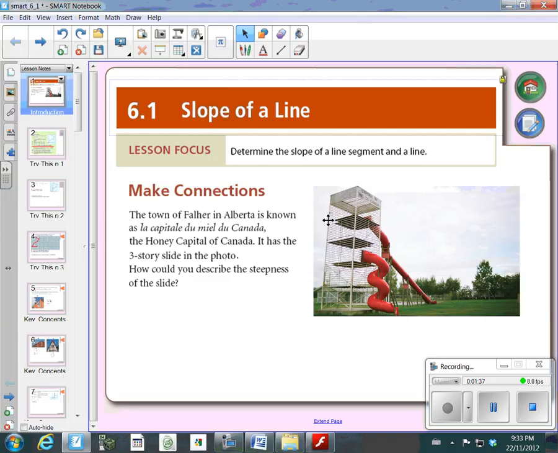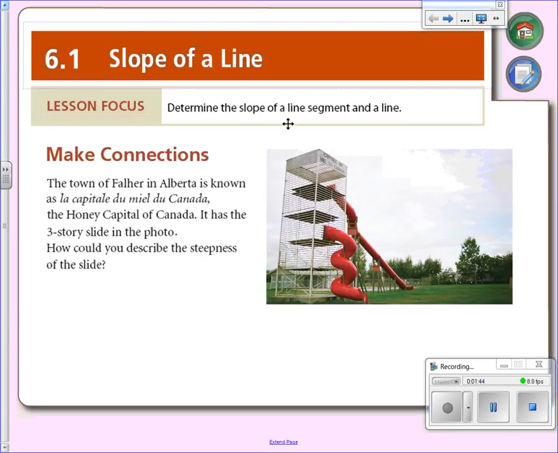Slope of a line. We're going to make a connection. Here you see a slide, and I'll make this a little bit bigger. This is the town of Falher in Alberta, and it's known as the Capitale de Miel du Canada, the honey capital of Canada, more specifically. It has a 3-story slide in the photo. What we want to know today is exactly how steep is this slide? Well, we need to come up with a measure of steepness, more specifically.